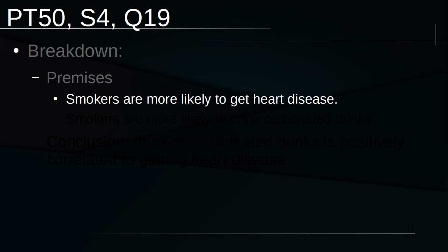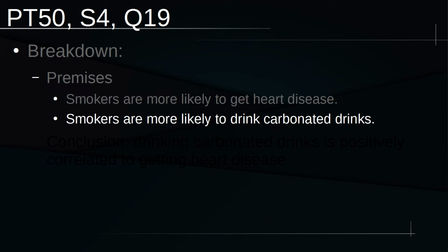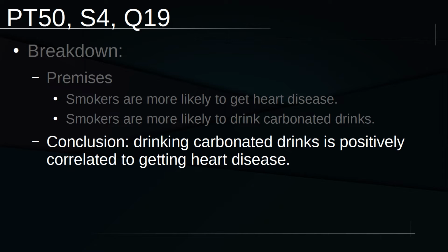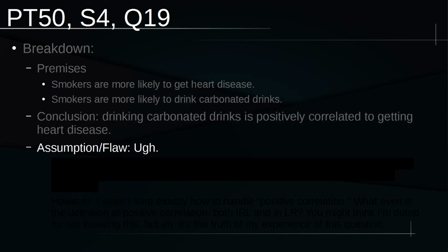Premise 1: smokers are more likely to get heart disease. Simple enough. Premise 2: smokers are also more likely to drink carbonated drinks. Also simple enough. So our conclusion, based on that, is that drinking carbonated drinks is therefore positively correlated to getting heart disease. And dealing with this conclusion is where my problems began when I was trying to assess this argument for finding the assumption or flaw in it.